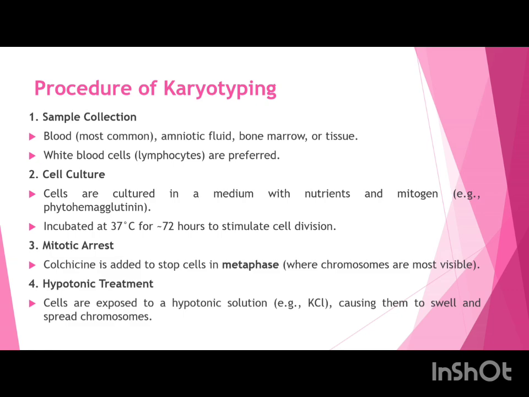So all the cells have to be arrested in metaphase, and this can be done by adding colchicine. When we are doing the cell culture, after a few generations or a few hours, we will add colchicine to the medium so that the chromosomes will get arrested. After getting all the cells in metaphase, we have to treat them with a hypotonic treatment. For hypotonic treatment, we basically use KCl. Now this will cause swelling and the chromosomes will spread.